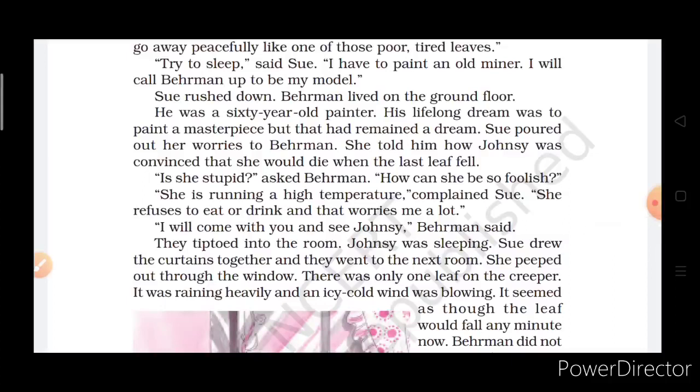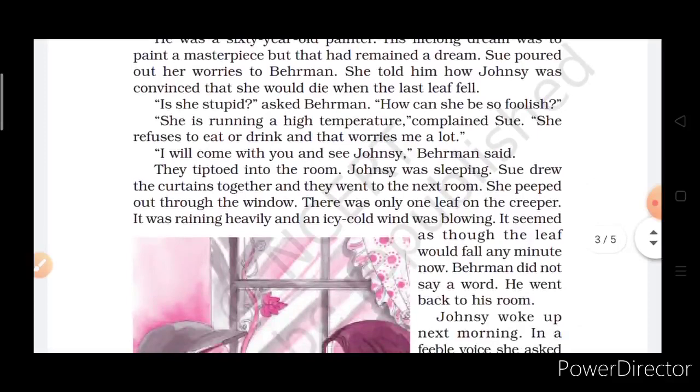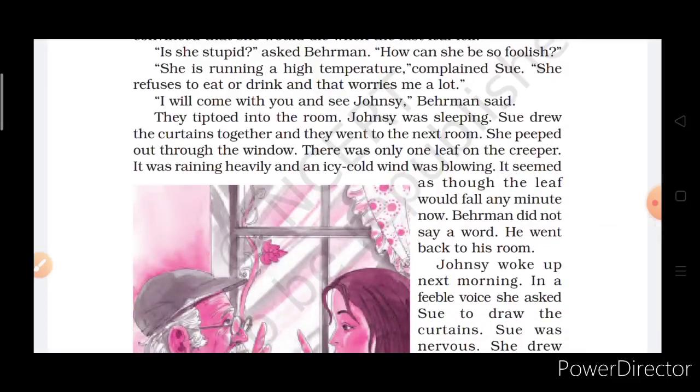Beckerman tells Sue, "I will come with you to Johnsy's room." Beckerman and Sue go to Johnsy's room. Johnsy is sleeping, so Sue draws the curtain together, and Sue and Beckerman go to the next room. Sue looks through a hole and sees a leaf over the creeper. It rains heavily. It seems the leaf will fall down at any minute. Beckerman doesn't say a word. He goes back to his room.